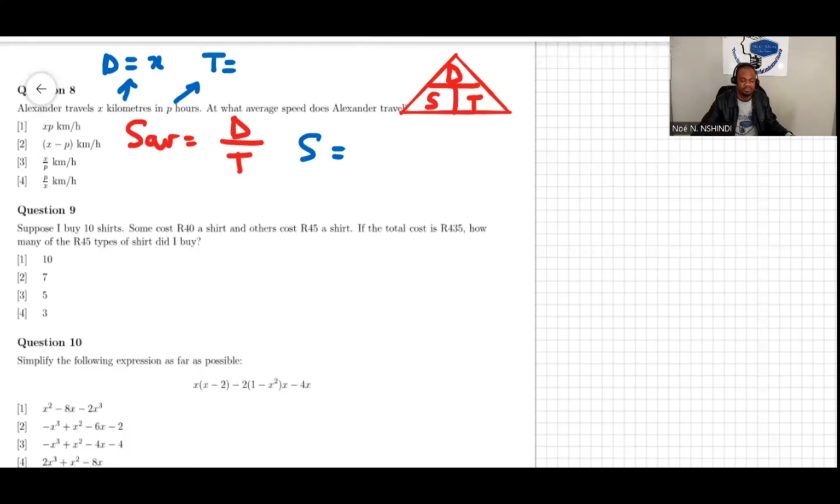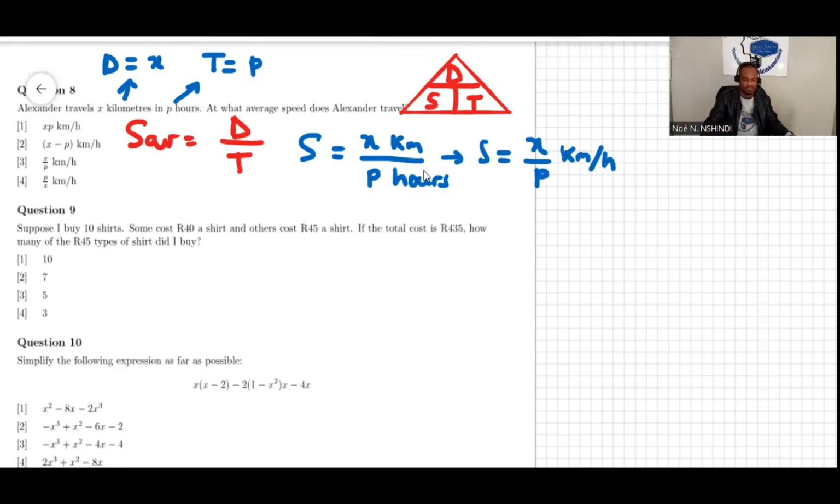It's time, because when they say P hours, that's the time. So it's going to be X kilometers over P hours. Now, this can be written as S equals X over P kilometers per hour, okay? Kilometers per hour. So this is alternative 3.